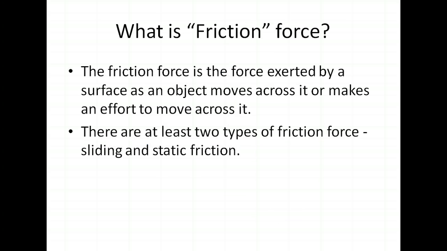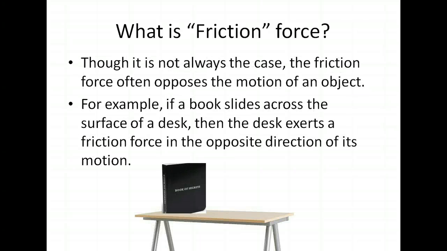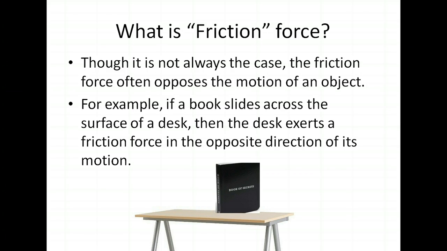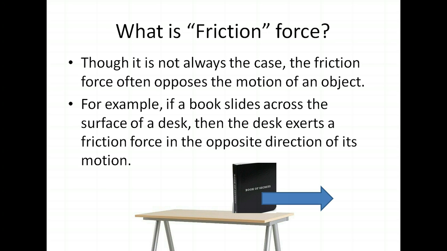So friction is the force exerted by surfaces as an object moves across it or makes an effort to move across it. And we have two types, sliding and static. So what we typically see is that as something slides across the surface, we have a force from that sliding, but then the surface exerts an opposite force of friction on it.